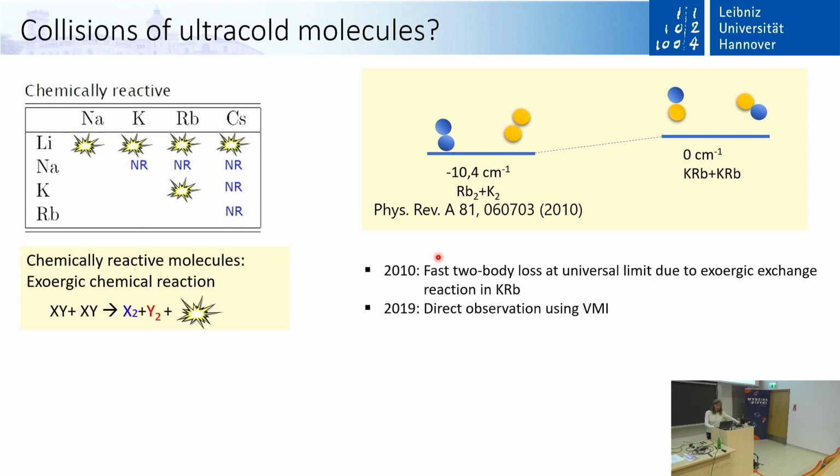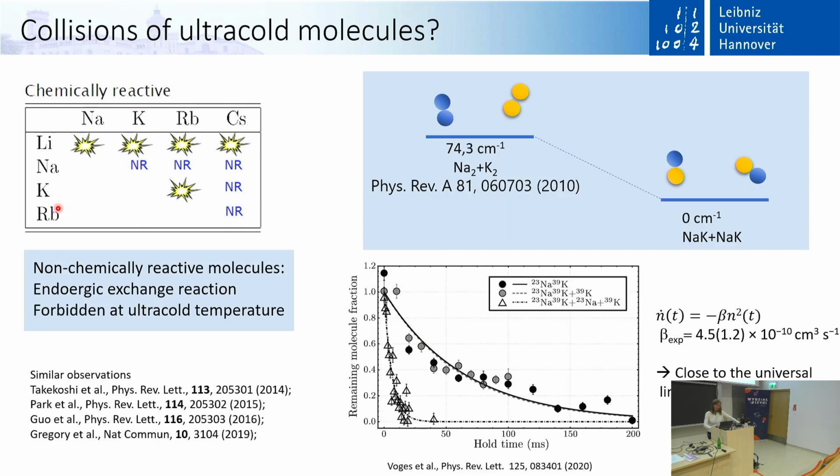This is also the case for the non-reactive molecules, where this chemical reaction is endothermic. Well, this is our experimental system. Down here is the sodium-potassium plus sodium-potassium state, and here would be the outgoing state. It's excited, or split, by 74 wave numbers. Nevertheless, we do observe loss.